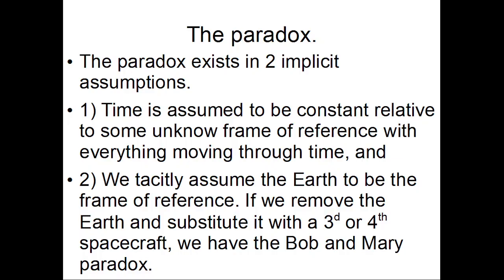See, the paradox is created because of two implicit assumptions. Time is assumed to be constant relative to some undefined frame of reference, with everything moving through time, and we tacitly assume the Earth to be the frame of reference. If we remove the Earth and substitute it with a third spacecraft, we have the Bob and Mary paradox.